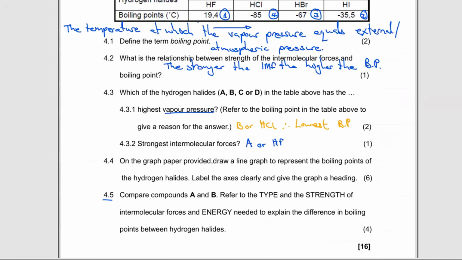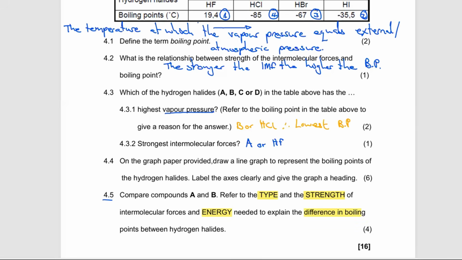Then it says compare compounds A and B. Refer to the type and strength of the intermolecular forces. Okay, so we're supposed to compare A and B and refer to the type and strength of the intermolecular forces and energy needed to explain the differences in boiling point between hydrogen halides. Okay, so differences in boiling points like that.